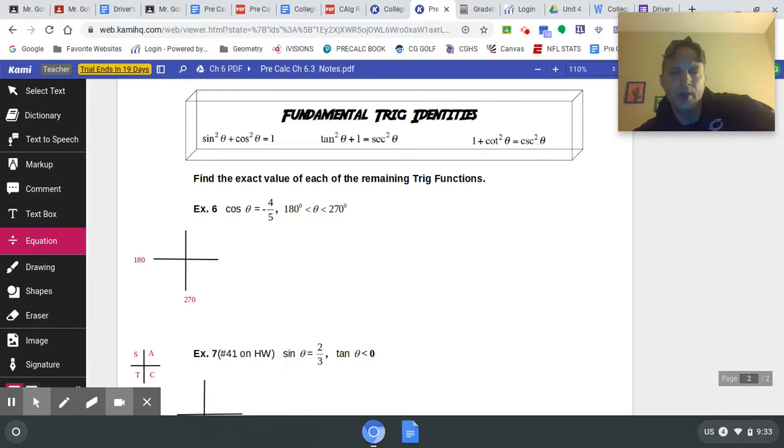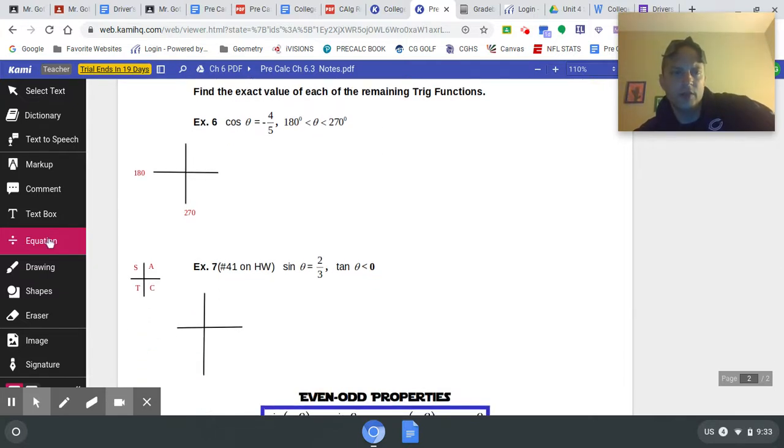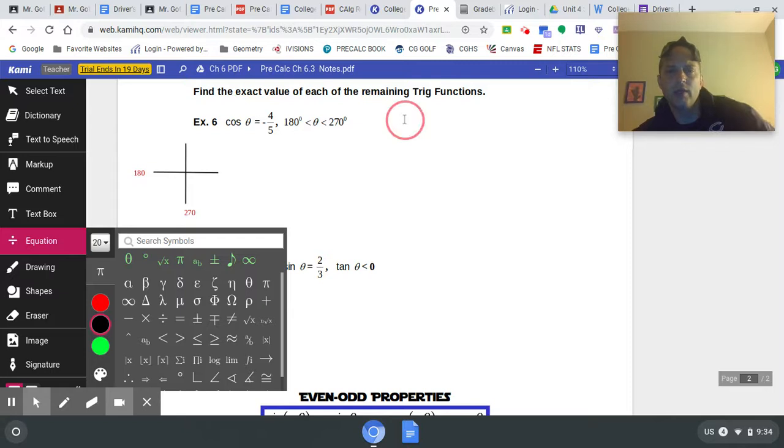Now you could use these, but it's so much easier just to continue on what we're doing. They're asking us to find the exact values of each of the remaining trig functions. The first thing they gave me is cosine of theta is negative 4/5. Well, right there, I know his buddy, secant of theta, is the reciprocal, 5 divided by negative 4.